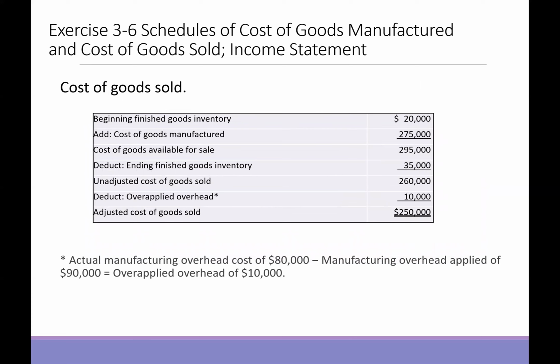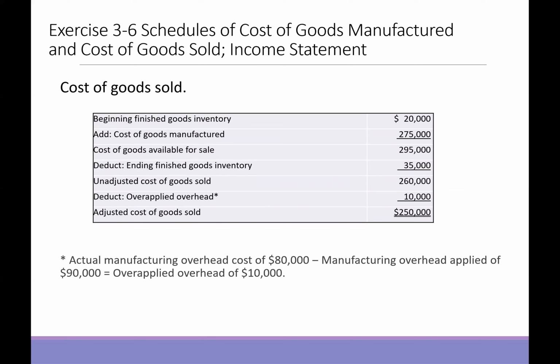The cost of goods sold, again, it gives us our beginning finished goods. We add what we manufactured. Then the two combined gives us our available for sale. Less our ending finished goods gives us our cost of goods sold. Now here's the key.